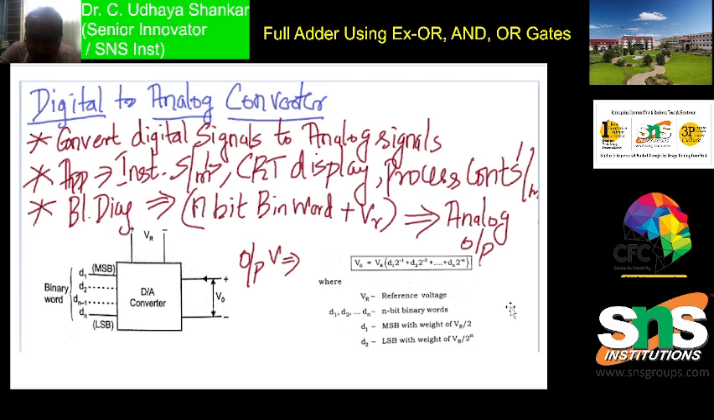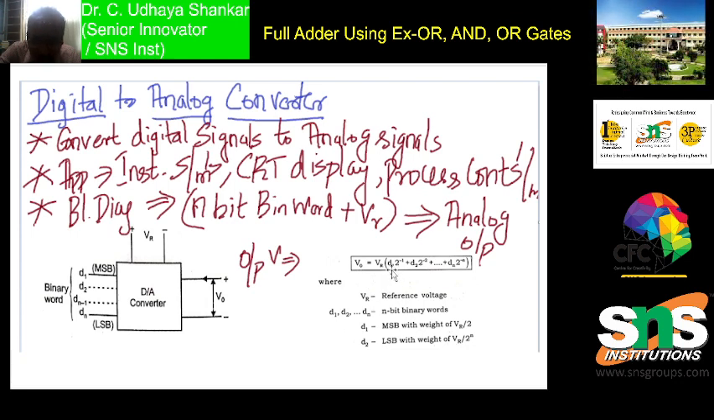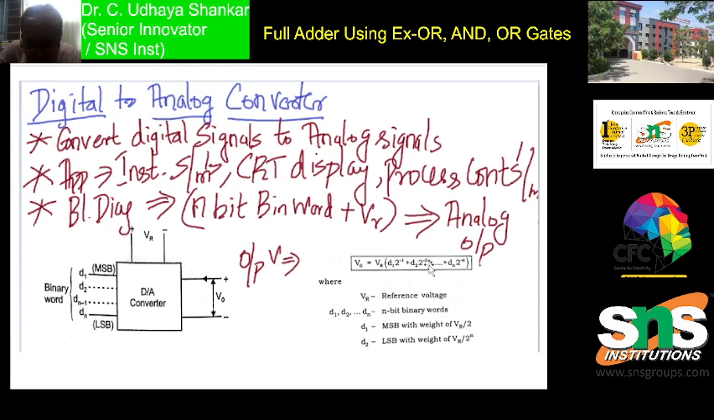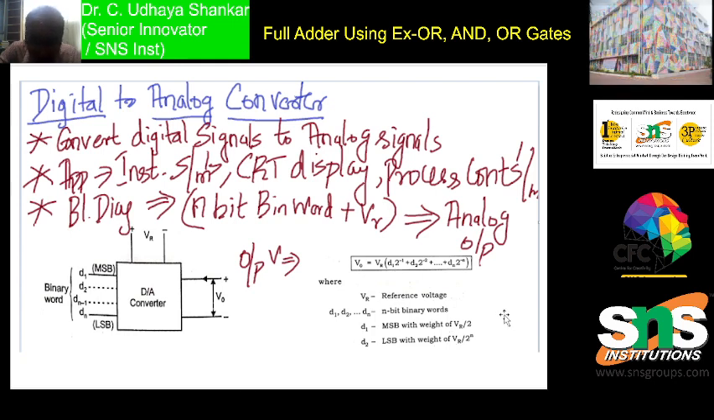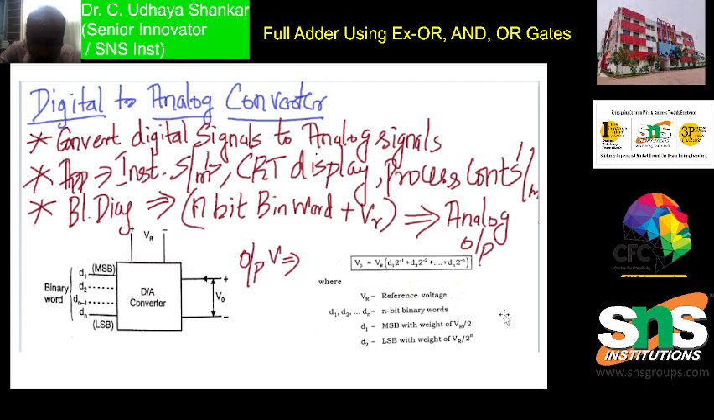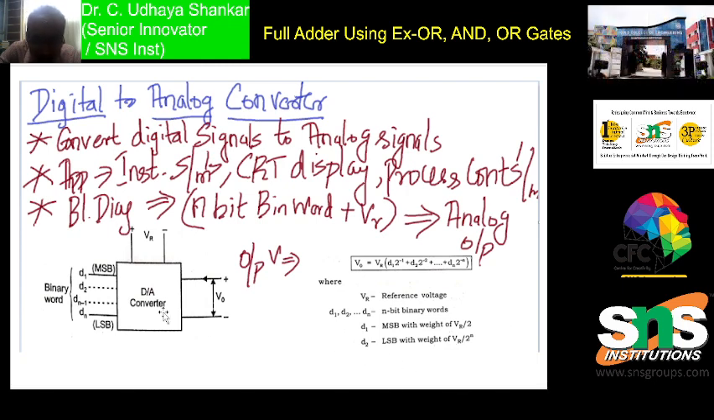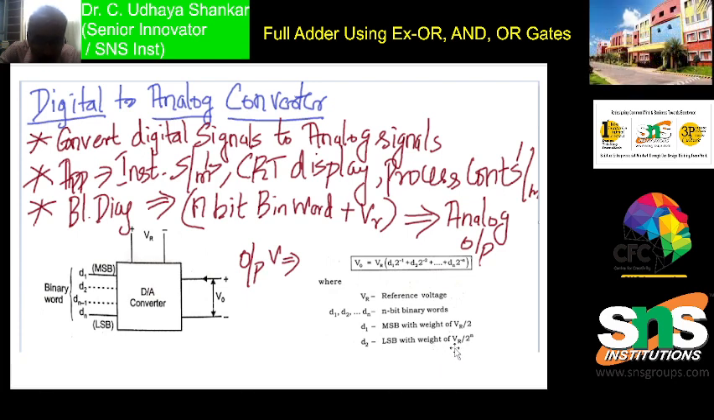The output voltage V0 will be given by Vr into (D1 2 power minus 1 plus D2 2 power minus 2 plus up to Dn 2 power minus n). Here Vr is called the reference voltage, and D1, D2 and Dn are the n-bit binary word. D1 is the MSB and Dn is the LSB. D1 will have the weight of Vr by 2, whereas Dn will have the weight of Vr by 2 power n.